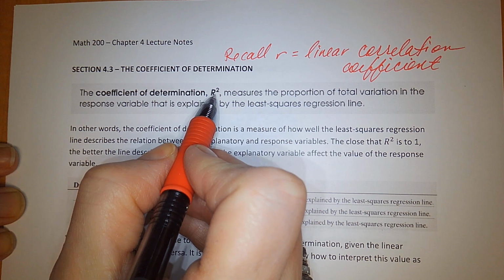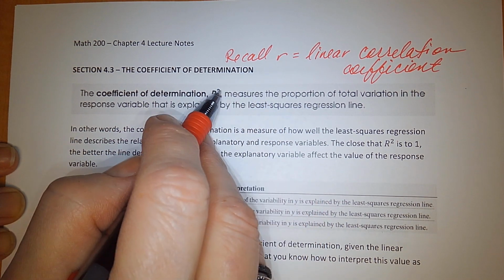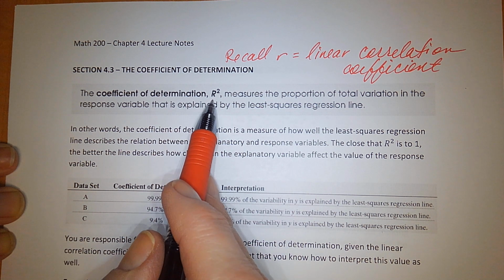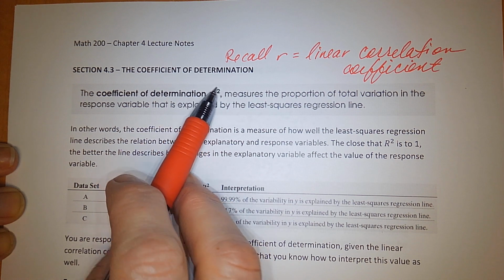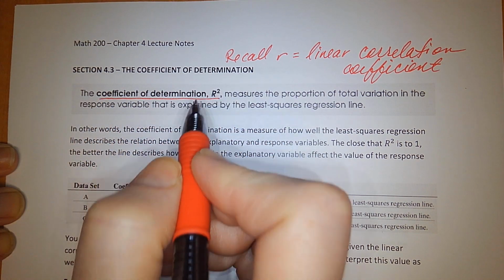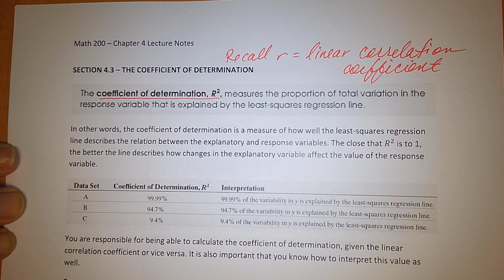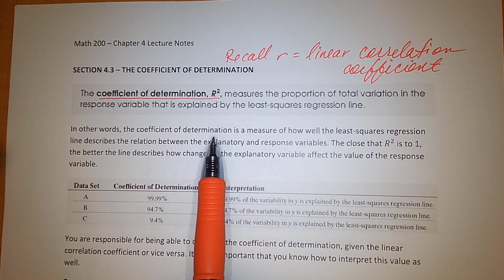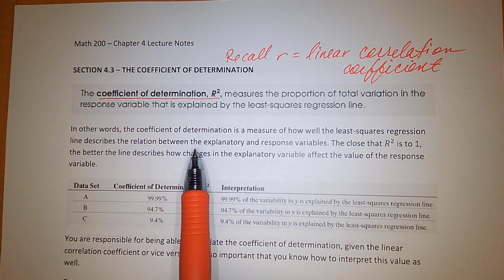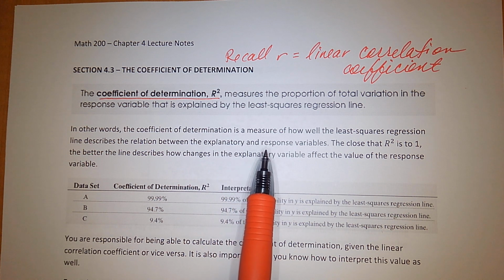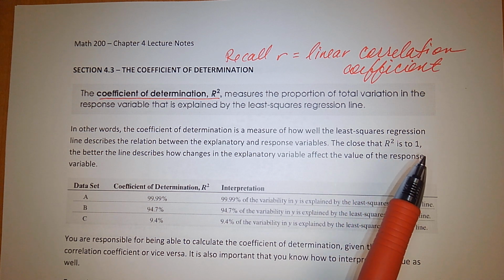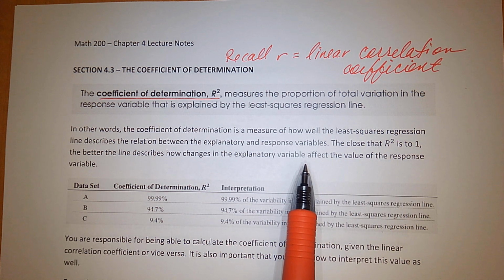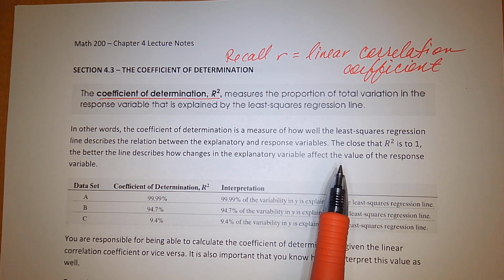Now, if we simply square that same R, I know that's lowercase and that's uppercase, but it is the same R. If we just square that R, in other words, we're just making it positive, the R squared now is called something different. Once we square it, it's now called the coefficient of determination. This coefficient of determination is a measure of how well the least squares regression line describes the relationship between the explanatory and the response variable. The closer that R squared is to 1, the better the line describes how the changes in the explanatory variable affect the value of the response.